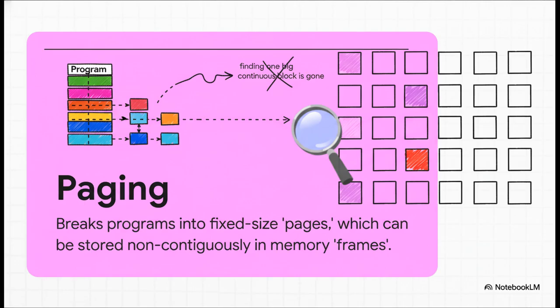And that's the core of paging. The official definition is that a program is broken into these fixed-size blocks we call pages, and the physical memory, your RAM, is also broken up into blocks of the exact same size, and we call those frames. So now, any page can be stored in any available frame. And just like that, the problem of finding one big continuous spot is completely gone.